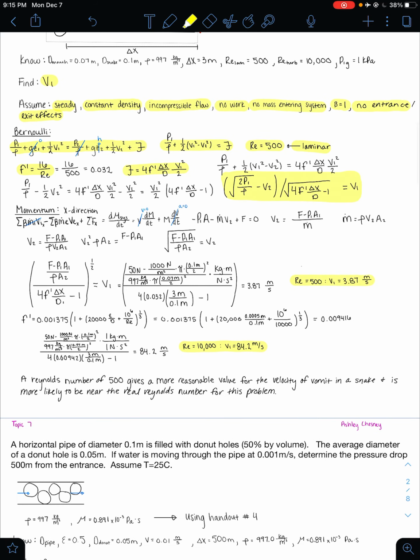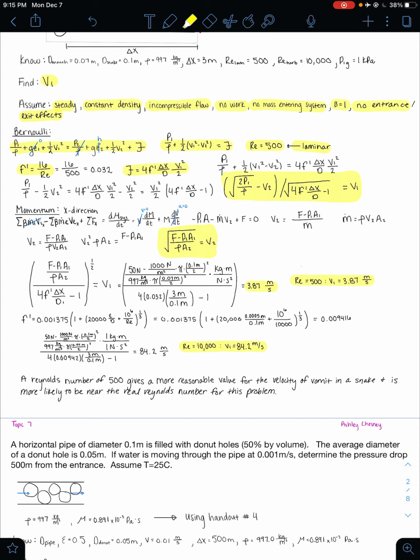The problem said that we had to use an x-directed momentum balance in order to solve for V2. So after that was done, V2 is found to be this equation and all of those variables are known. So then V2 could be plugged back into the equation for V1 and find a velocity at a Reynolds number of 500 of 3.87 meters per second.